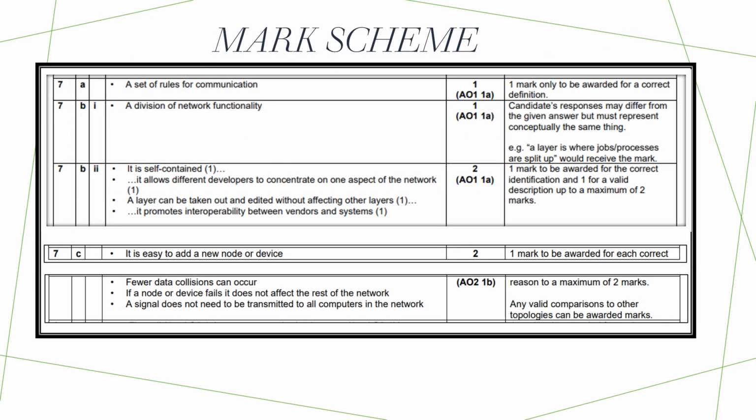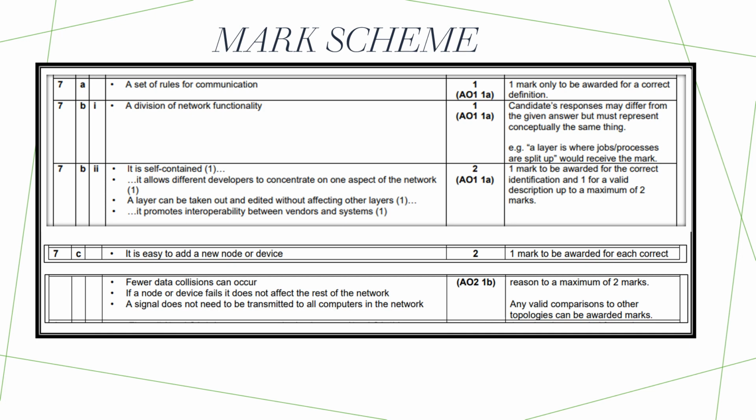Okay, so the mark scheme for 7a just says a set of rules for communication. So you have to write something about it being a set of rules, but also for communication between different networks. 7b part 1, a layer is a division of network functionality. It does say candidates' responses may differ from the given answer but must represent conceptually the same thing. In other words, a layer is where jobs or processes are split up would receive the mark.